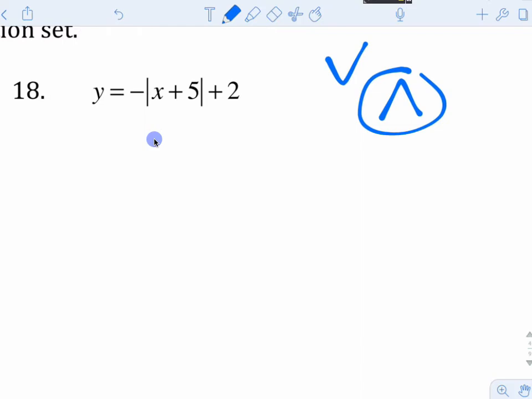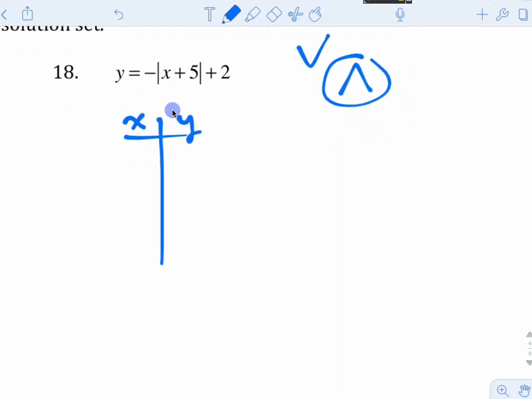Just like before, I don't think it's going to be a good idea to center our x values at 0. This x plus 5 in our absolute value bars, that tells me, you know what? Let's center our x values around negative 5. And from there, we'll branch out in either direction. So let's make a quick table of values. I'm going to have to zoom out a bit for this one. And let's center our x values at negative 5, and we will branch out from there.